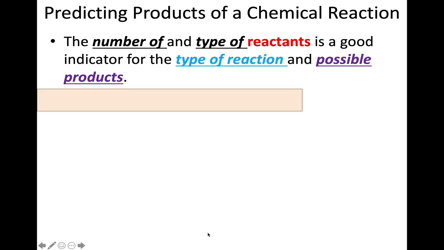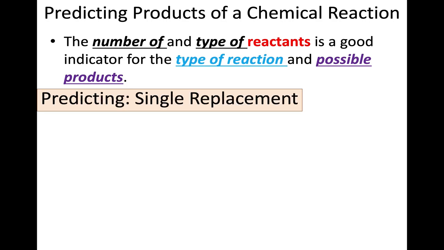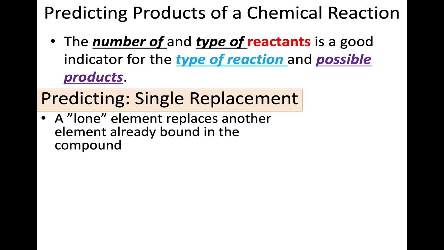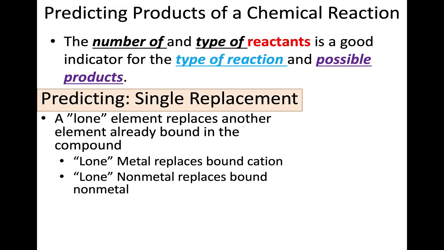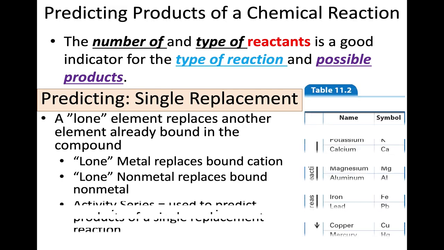Okay, predicting products of chemical reactions. The number of and type of reactants is a good indicator for the type of reaction and its possible products. So that's the overview we're going to have as we go through these. So we're going to predict basis a single replacement reaction at this point, an SR. A lone element replaces another element already bound in a compound. A lone metal replaces a bound cation. A lone nonmetal replaces a bound nonmetal or anion.